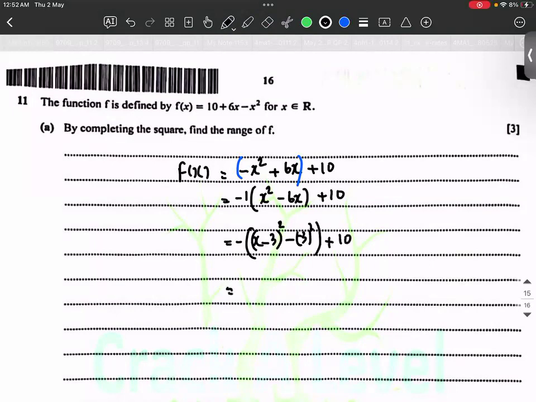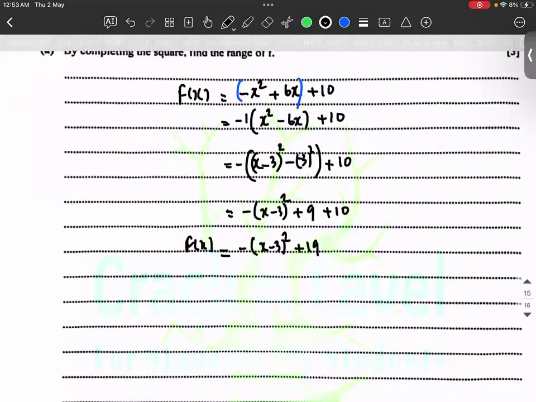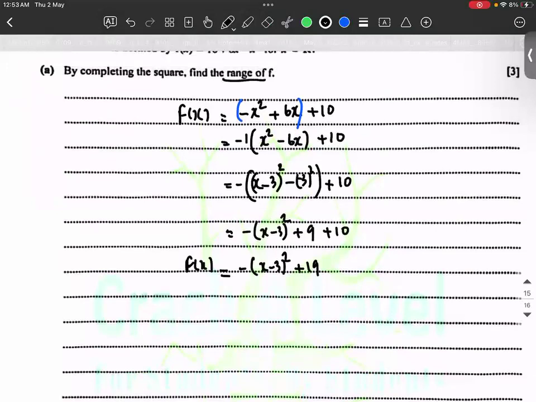If I'm expanding the bracket, minus of x minus 3 whole square plus 9 plus 10. So f of x after the completed square form is minus of x minus 3 whole square plus 19. And this is the answer for completing the square. And also we need to find the range. So how will we find the range?